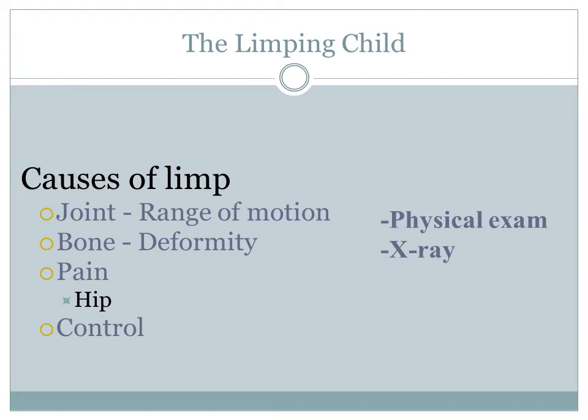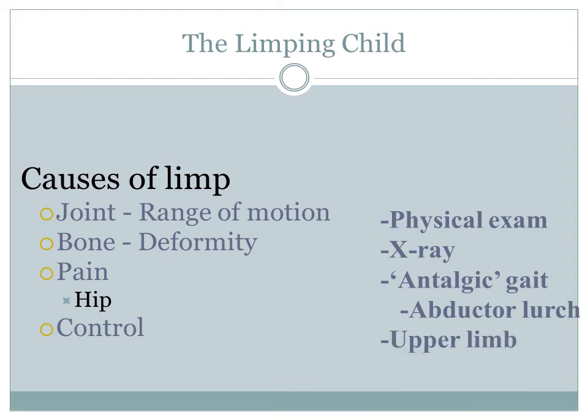In case of hip pain, for example, there will be an antalgic gait or an abductor lurch if it is in the hip. In case of a problem in the control, in the case of neuromuscular disorders, examine the upper limb. Sometimes the condition is taking the whole body, so examination of the upper limb will be the key for your diagnosis.